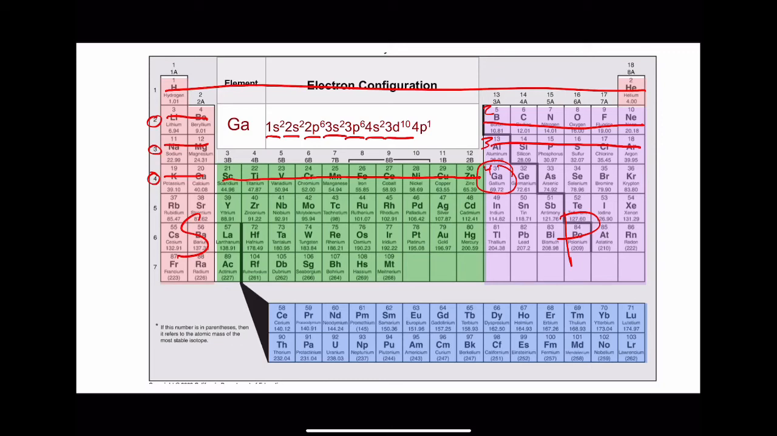If we wanted to turn this into a noble gas notation, because we can see that it's already getting pretty long, we want to end with our last noble gas, and that was at argon. Argon filled up the 3p subshell, so argon ended right there. So if you had permission to shorten this up in noble gas notation, you could say argon in parentheses 4s2 3d10 4p1.